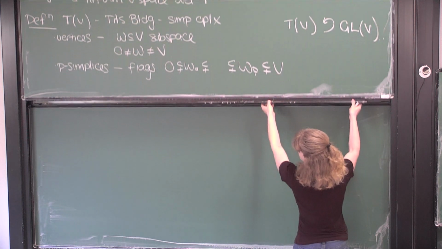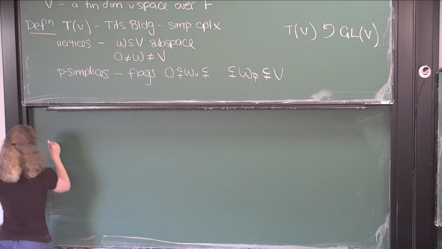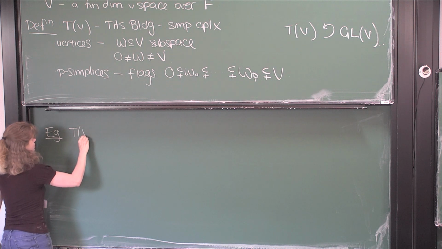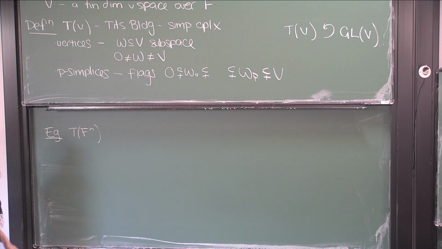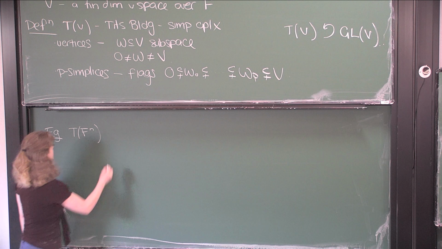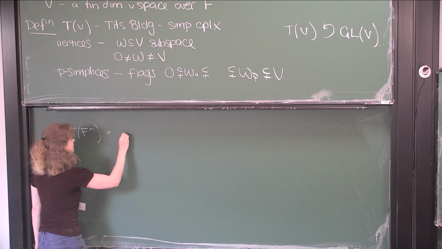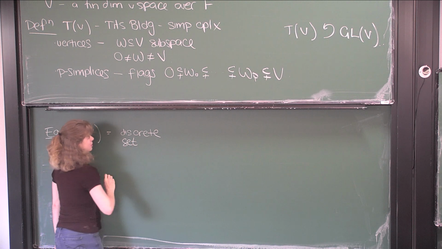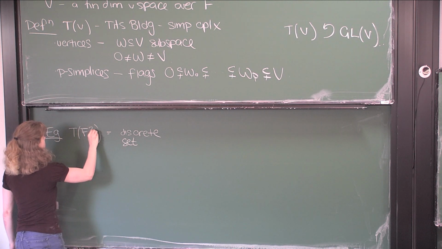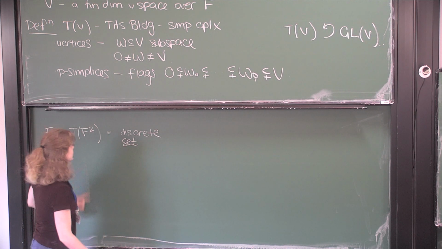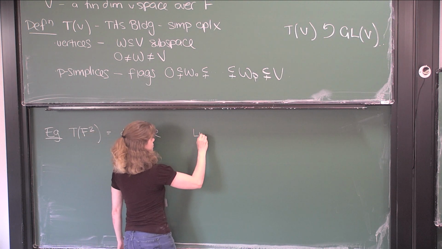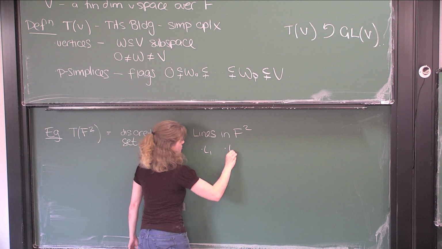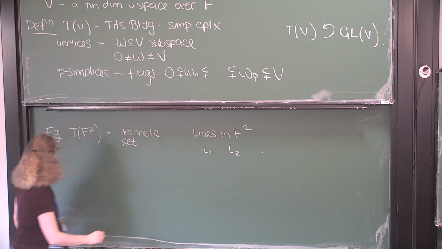Okay, very basic examples. When n is 2, and we consider a two-dimensional vector space, then the Tits building is just going to be a discrete set. I wrote n instead of 2, thank you. A discrete set of lines in F^2.